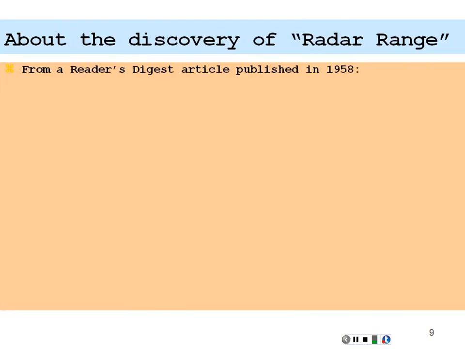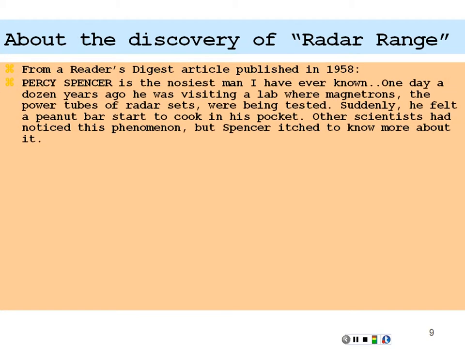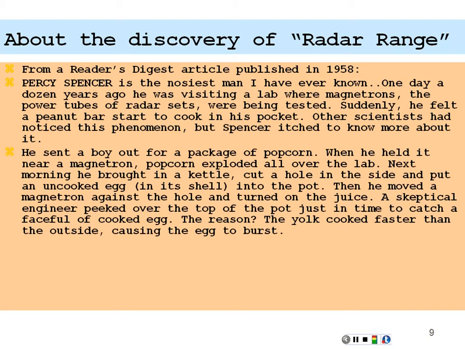Actually, here's a Reader's Digest article published in 1958 on Percy Spencer and the radar range. "Percy Spencer is the nosiest man I've ever known. One day, a dozen years ago, he was visiting a lab where magnetrons, the power tubes of radar sets, were being tested. Suddenly, he felt a peanut bar start to cook in his pocket." I think it was a chocolate bar. "Other scientists had noticed this phenomenon, but Spencer itched to know more about it. He sent a boy out for a package of popcorn. When he held it near a magnetron, popcorn exploded all over the lab.